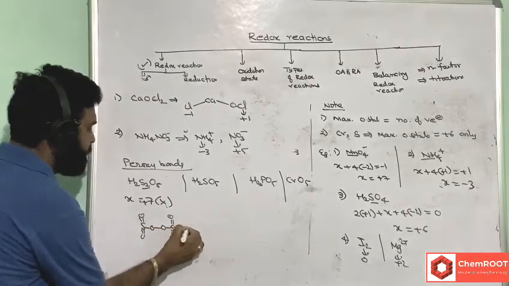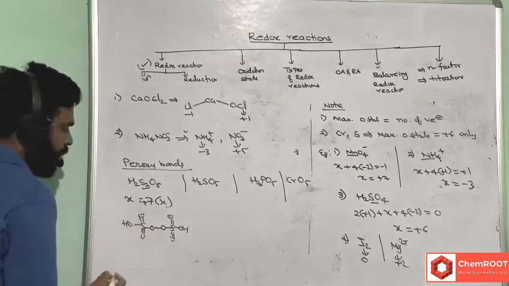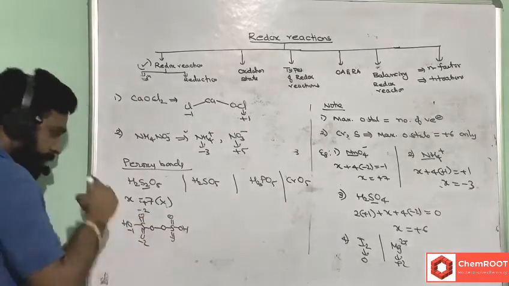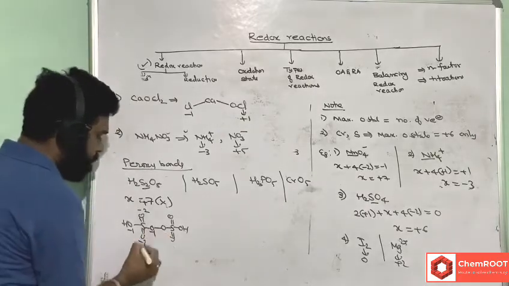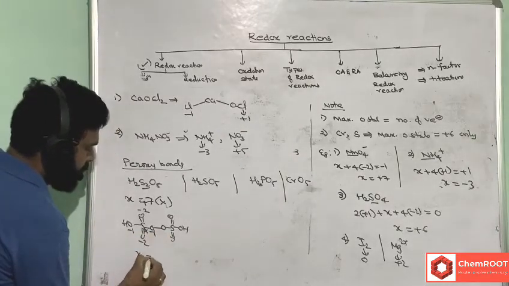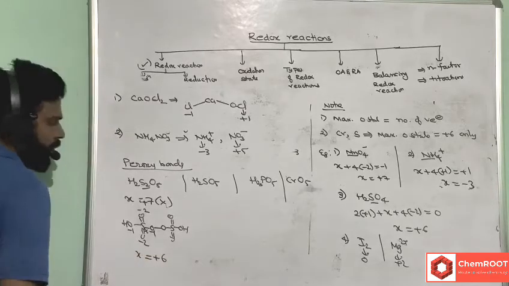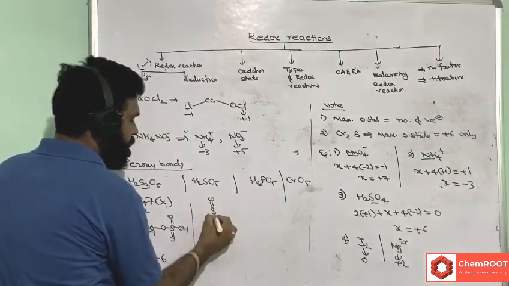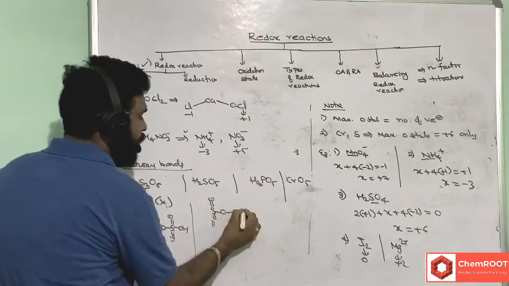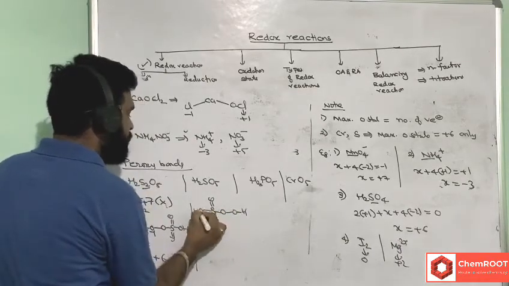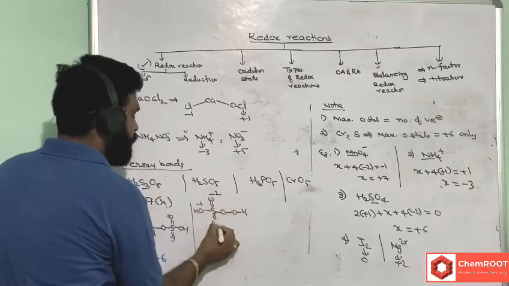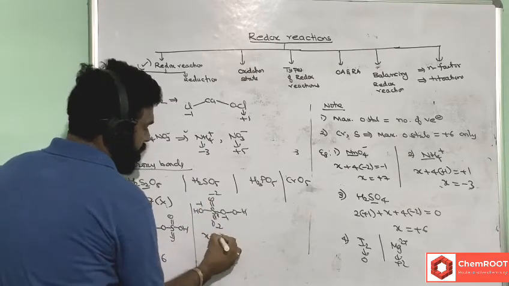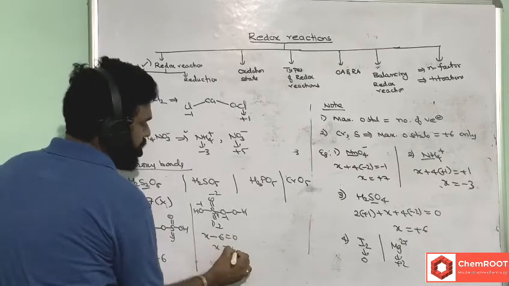So in this case, what do you have? Minus 2, minus 2, minus 1. This one bond, so this is the X. X will become plus 6. Same way here, also a peroxy bond will be there. O, OH and OH. Minus 1, minus 2, minus 2, minus 1. This is the X. X minus 6 is equal to 0, X is equal to plus 6.